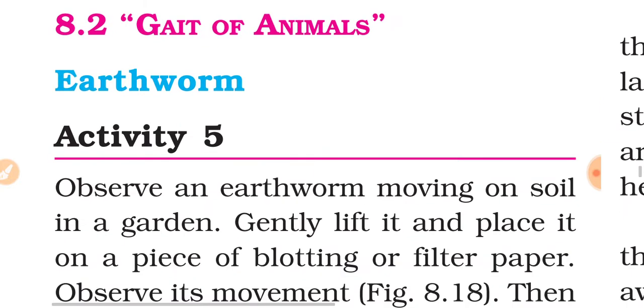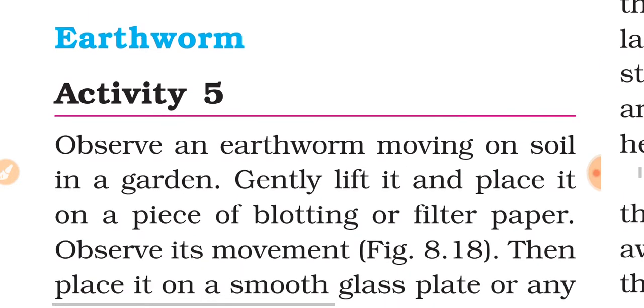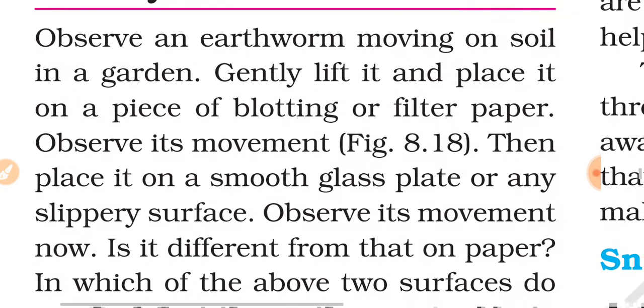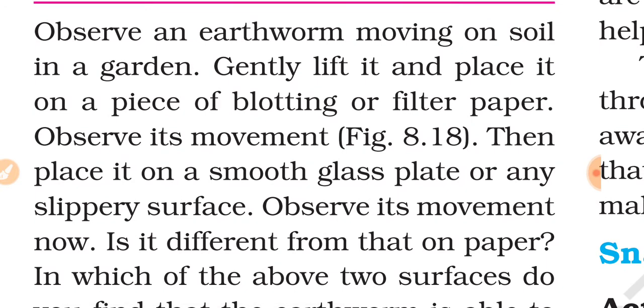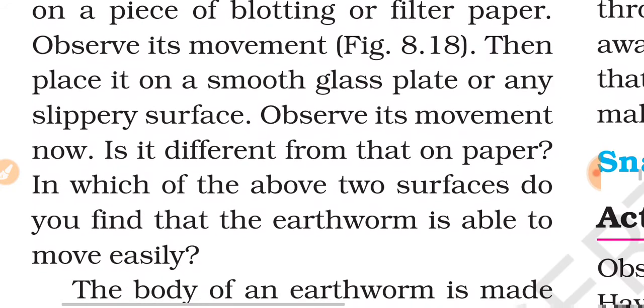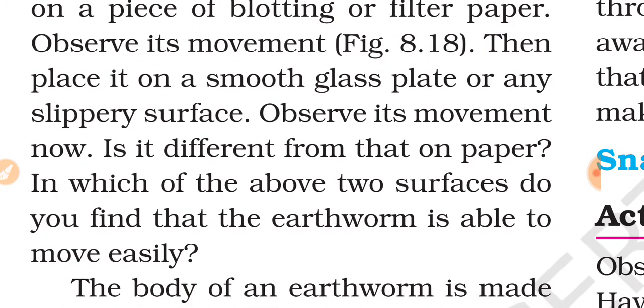Gait of some animals: first is the earthworm. Observe an earthworm moving on soil in a garden. Gently lift it and place it on a piece of blotting or filter paper. Observe its movement. Then place it on a smooth glass plate or any slippery surface. Observe its movement now. It is different from that on paper.